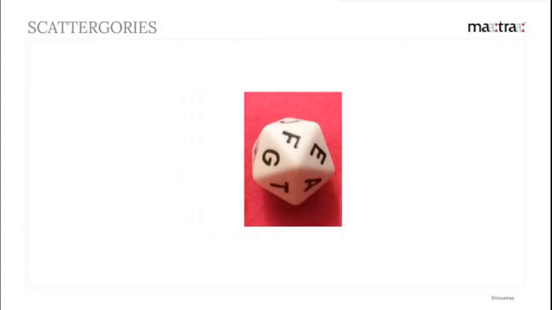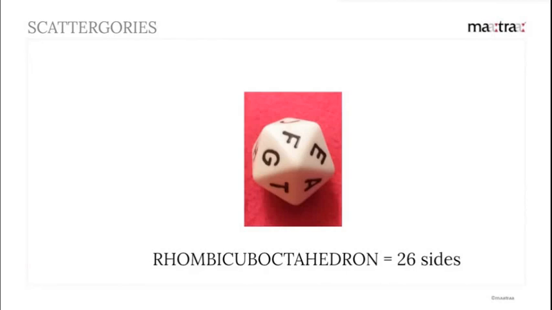Here's a 26-sided die, the rhombicuboctahedron. Do you remember? So, quick recap of the game. I will roll the die here. I will tell you the letter that comes on the top. Then I will show you a list of 12 things. You have to write one word for each item beginning with the letter that I call out. You will have 2 minutes to complete the list.